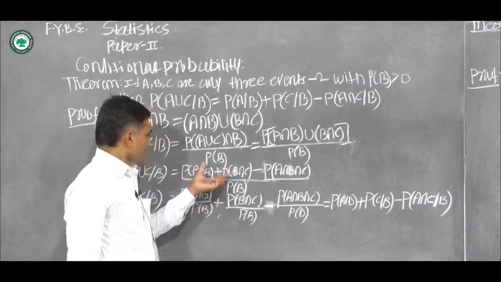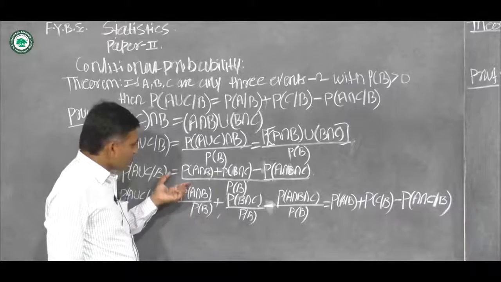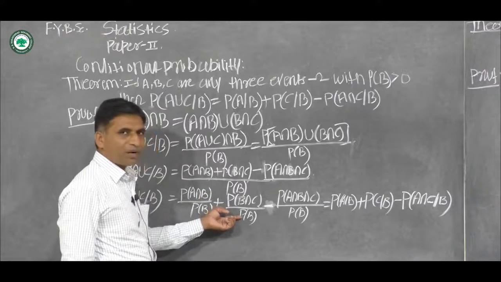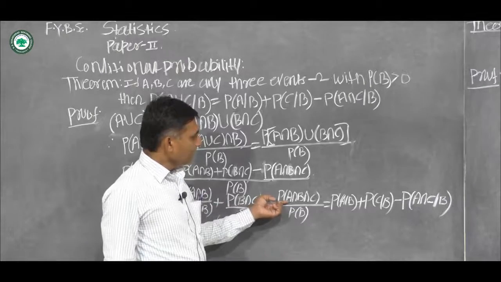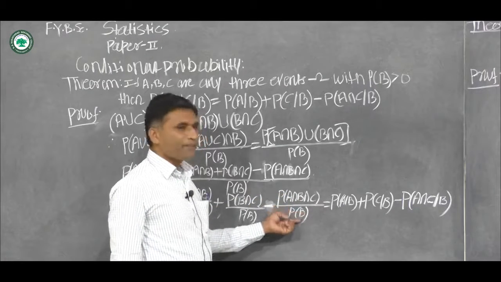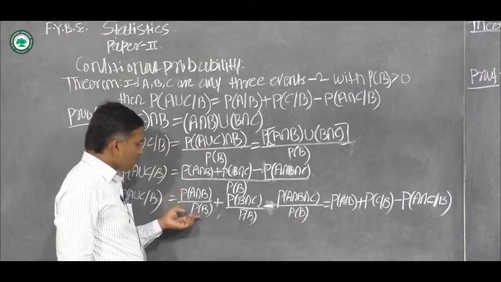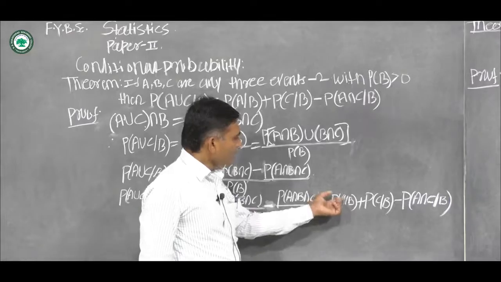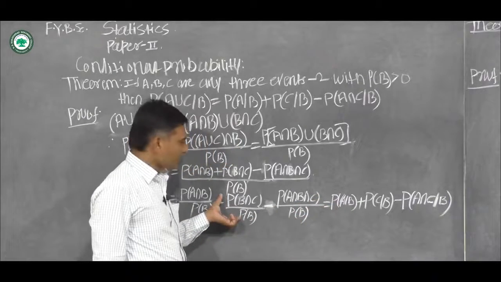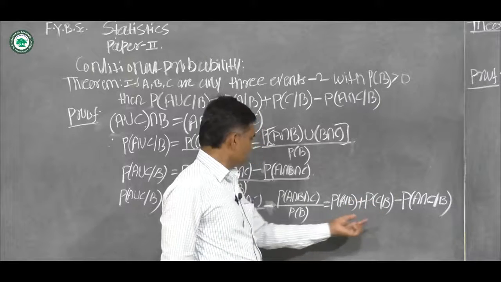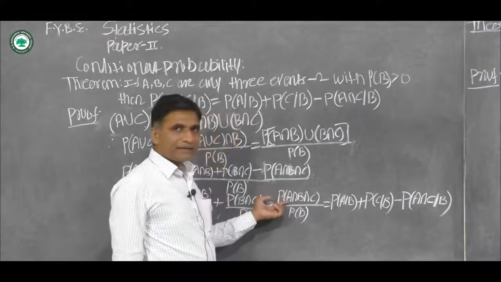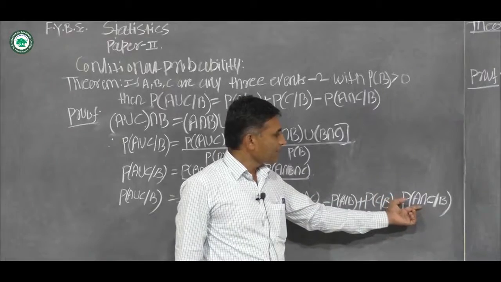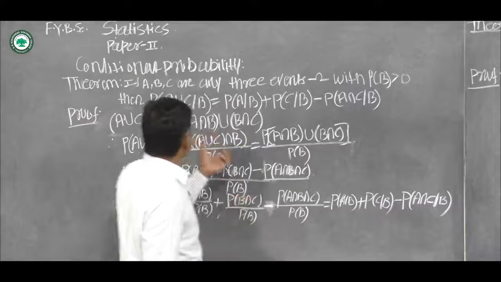Now, this can be written as probability of A intersection B upon probability of B plus probability of B intersection C upon probability of B minus probability of A intersection B intersection C upon probability of B. Now, probability of A intersection B upon probability of B is the conditional probability of A given B. This second term is the conditional probability of C given B. And minus probability of A intersection B intersection C upon probability of B is equal to the conditional probability of A intersection C given B. Hence, the proof of the theorem.